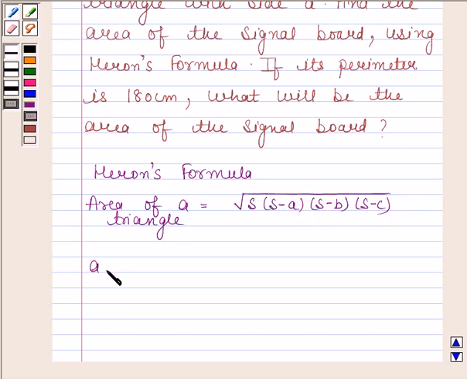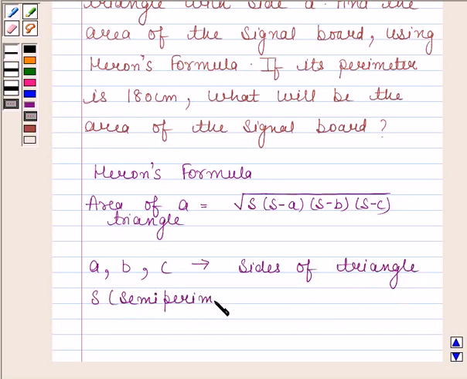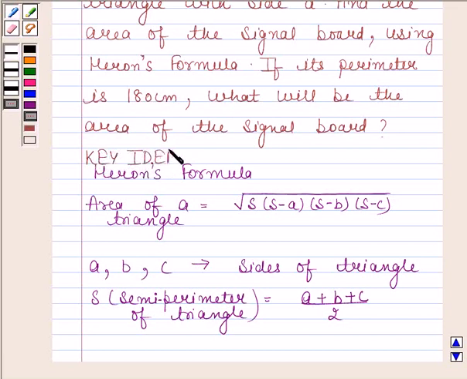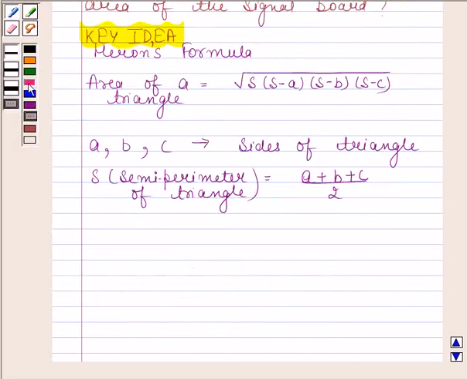Well, A, B and C are the sides of the triangle. S is the semi-perimeter of the triangle. And this S is equal to A plus B plus C by 2. The knowledge of this formula is a key idea in this question. Let's now begin with the solution.